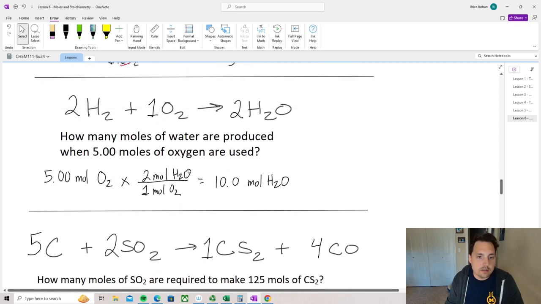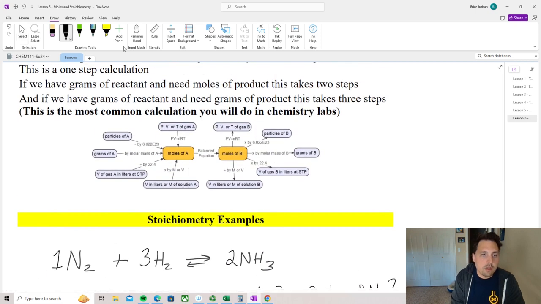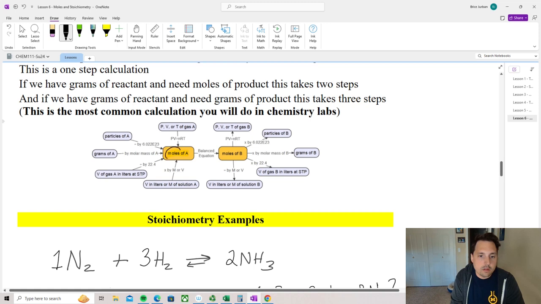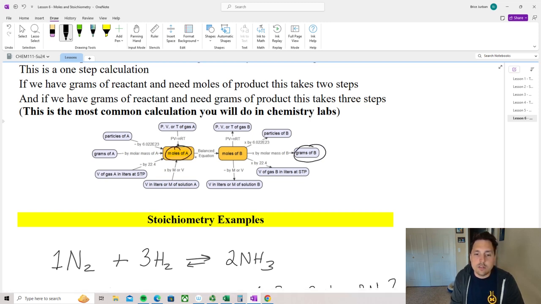So let's look at the flow chart. We're going to start with moles of A, and we want to find grams of B. All right, so in this one, we're starting with the potassium chlorate in moles. We want to find the moles of oxygen and then multiply by the molar mass of oxygen.